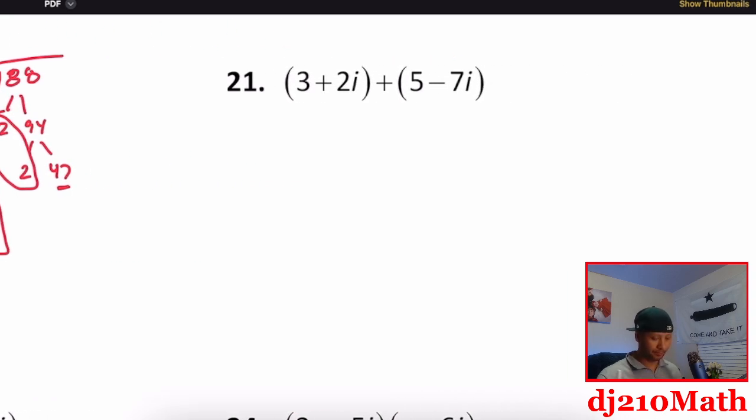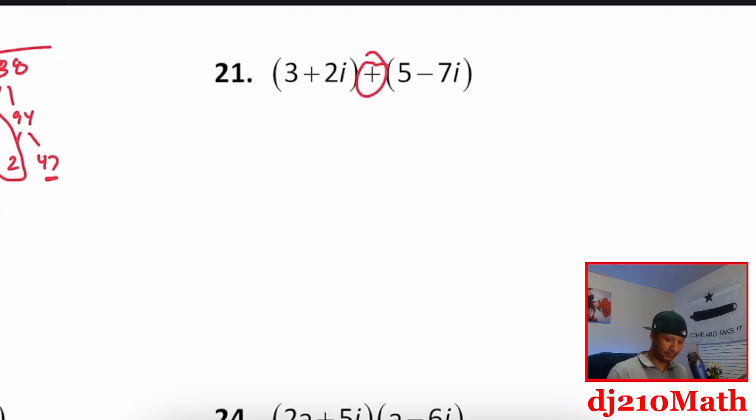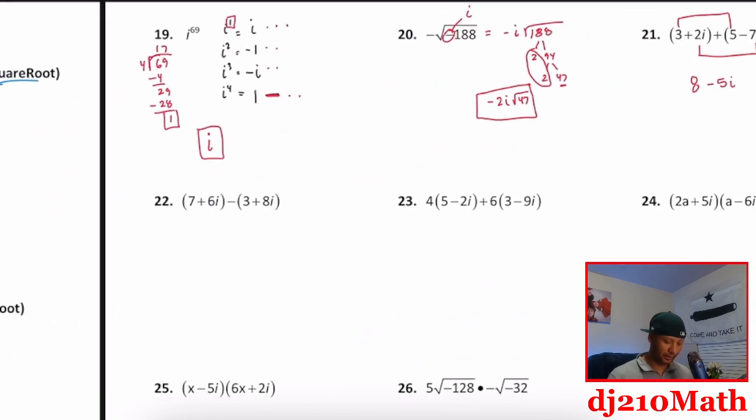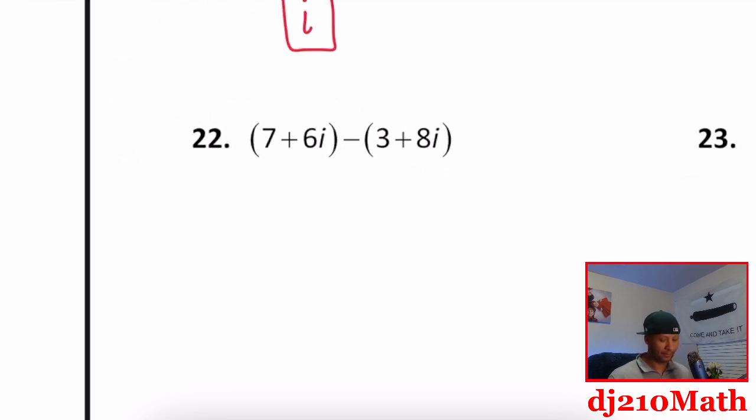All right, 21. We're adding. So all we're doing is combining like terms. Adding 3 plus 5 is 8. 2 plus negative 7 is negative 5. Right, adding is nice. If that plus wasn't there, it'd be multiplication. But there's a plus there. And symbols definitely mean things. Right? Symbols have meaning.